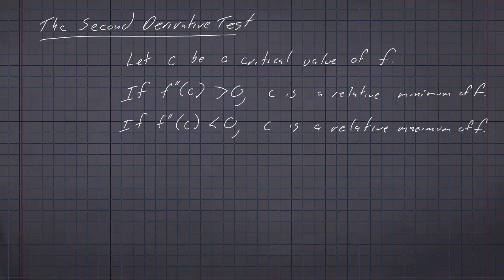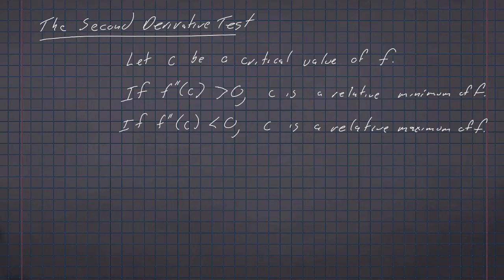If the second derivative of f at a critical point C is greater than 0, then C is a relative minimum. And if the second derivative is less than 0, then C is a relative maximum. The idea here is based pretty cleanly around the basic idea that the concavity gives some restrictions to what a curve can look like.